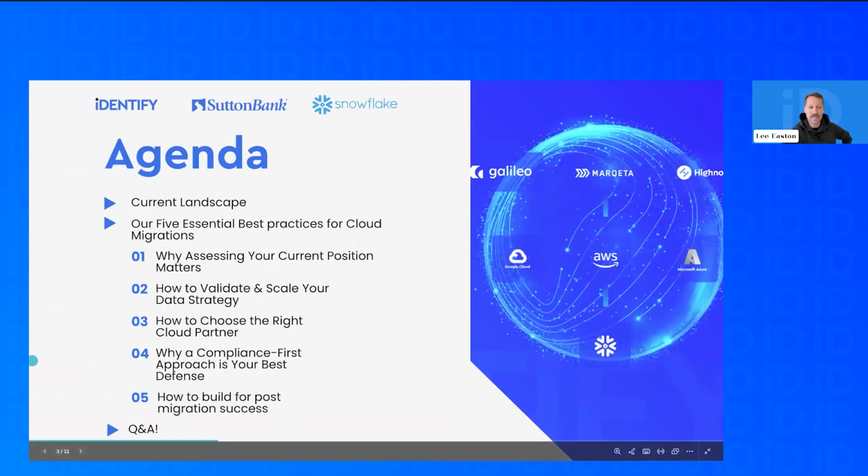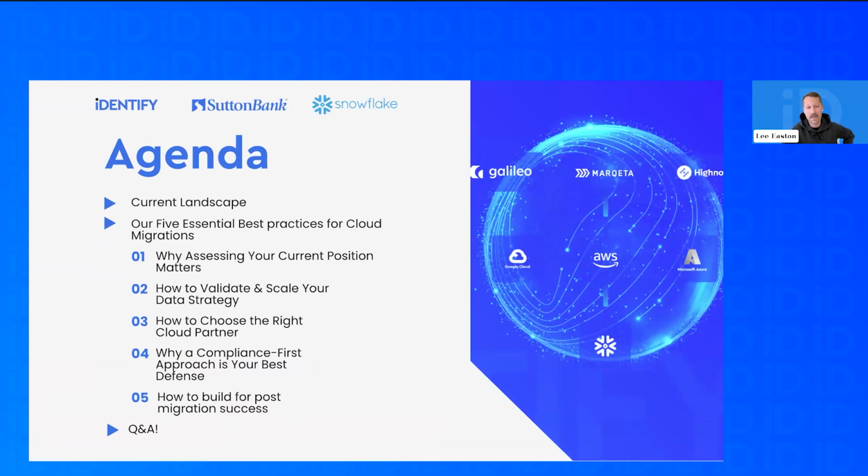Quick agenda. So here's what we're going to hit today, guys. I want to give a quick current landscape. This is just an industry topical discussion that sets the stage for the 5 tips that we want to share. I'm going to tell you exactly what we're going to go over today. We're going to talk through assessing your current position if you're going to move to cloud, how to validate and scale your data strategy, how to choose the right partner, and then also a focus, especially since we are talking to Marty, who is CISO and CTO for a bank, on why a compliance first approach is very important. Compliance first is your best defense. And then we will wrap things up on how to build for post-migration success. So what does that look like after everything is done?